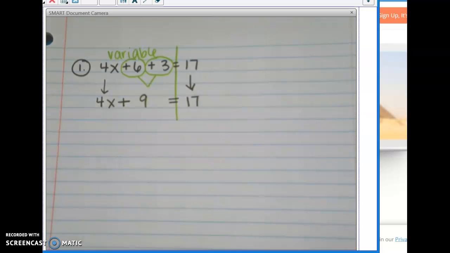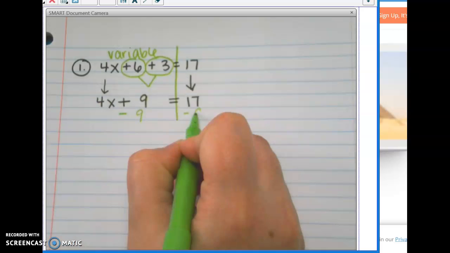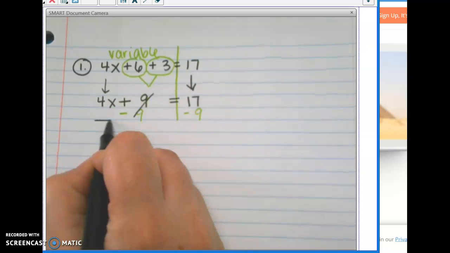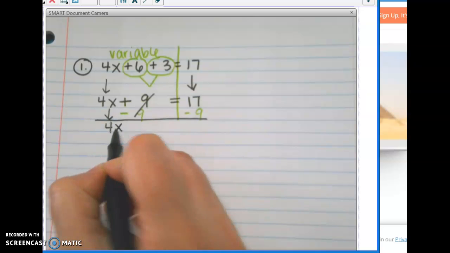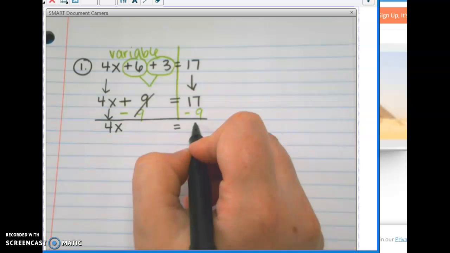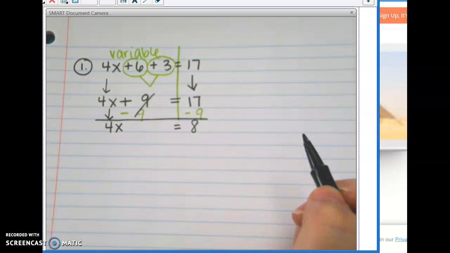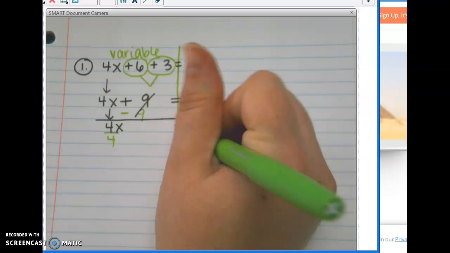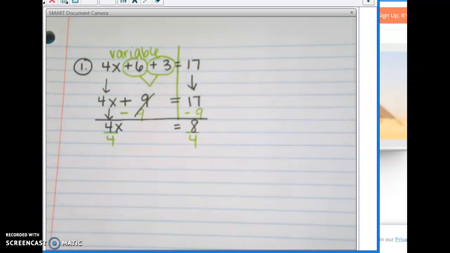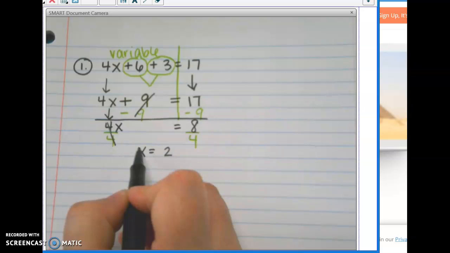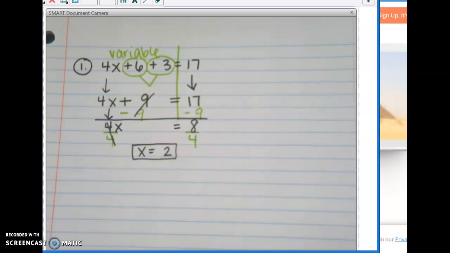I'm going to subtract 9 on both sides because 9 is a constant and it's on my variable side, so that cancels out. I haven't done anything with my variable term yet, so I'm just going to bring that down. And on this side, 17 minus 9 is 8. So my new equation is 4x equals 8. I'm going to have to divide both sides by 4, because 4 divided by 4 will cancel. And 8 divided by 4 is 2. All right, let's try another one.